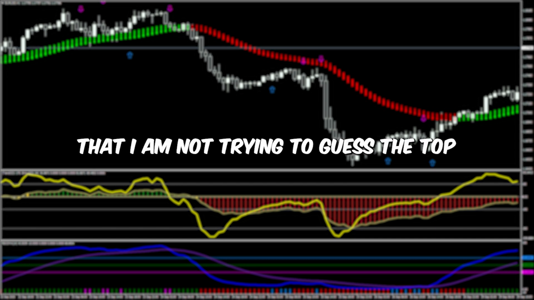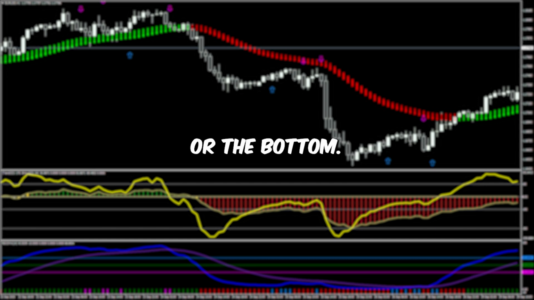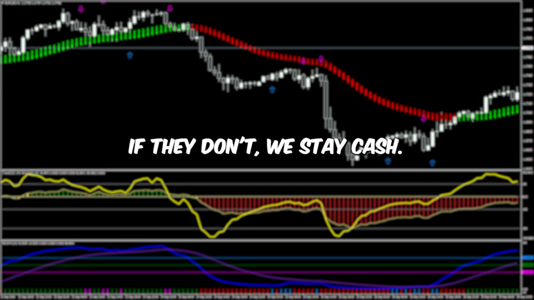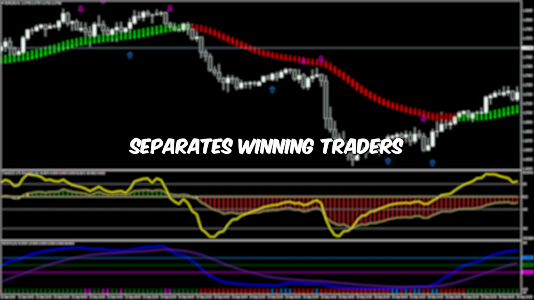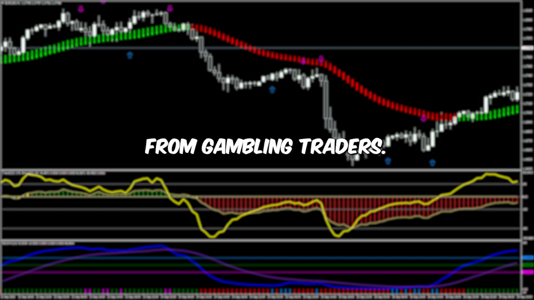Notice that I am not trying to guess the top or the bottom. I am simply following a strict set of rules. If the indicators line up, we take the trade. If they don't, we stay in cash. That discipline is what separates winning traders from gambling traders.